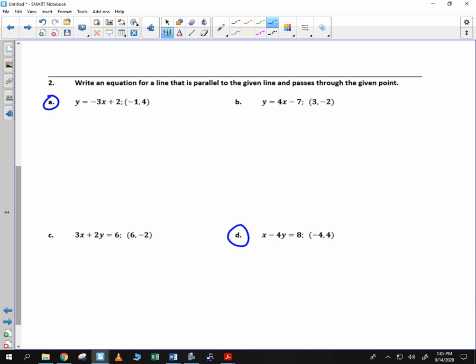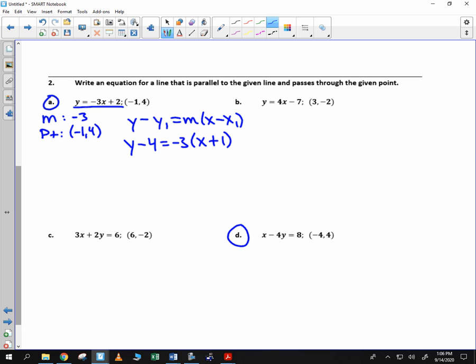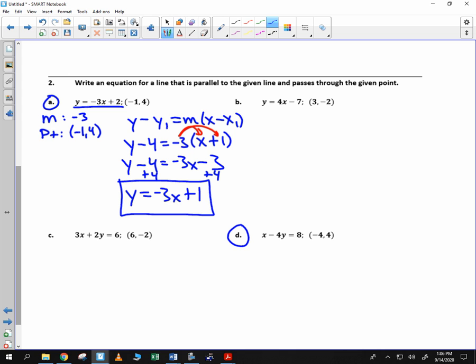Again, write an equation for a line that's parallel. So we're looking for the slope and we're looking for a point. The point is negative 1, 4. The slope is the same as this one, so negative 3. Y minus y1 is equal to m times x minus x1, or y minus 4 is equal to negative 3 times x plus 1. As I distribute my negative 3 through, I get y minus 4 is equal to negative 3x minus 3. Add the 4 to both sides. Y is equal to negative 3x plus 1. And you can see what we have there.